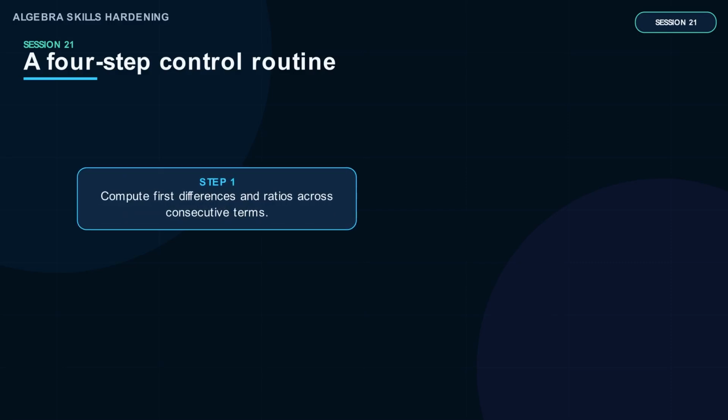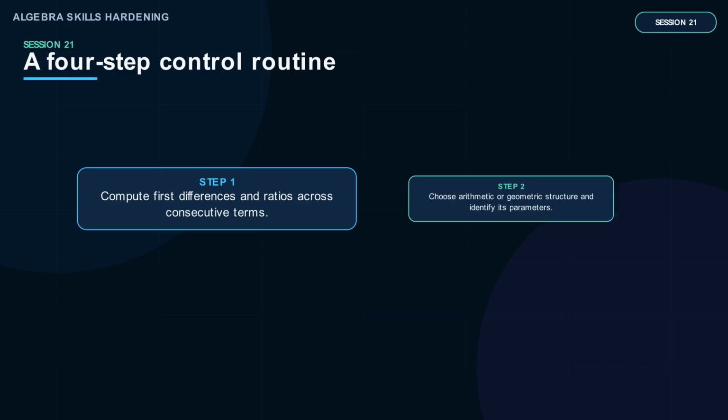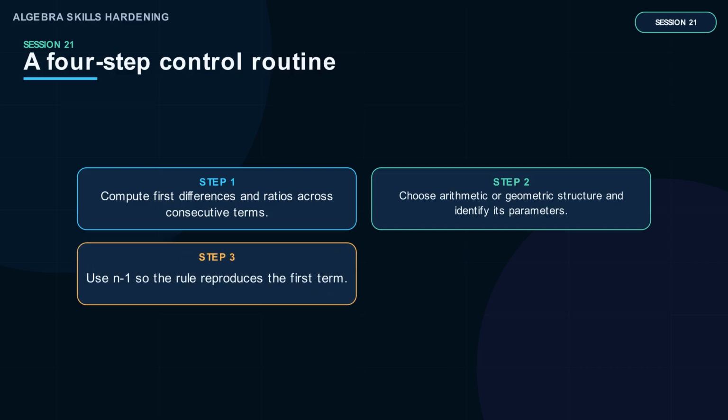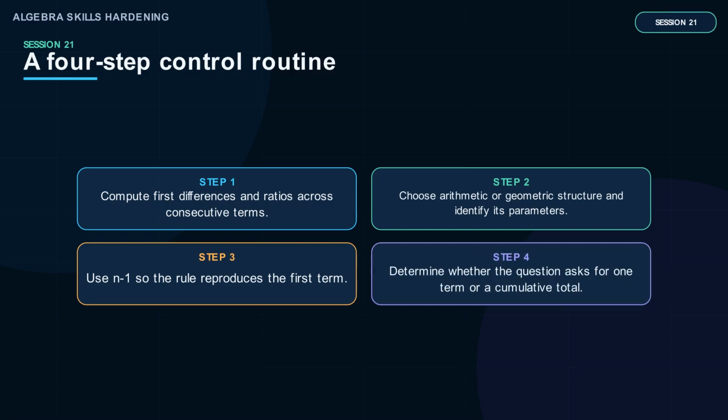Step 1. Compute first differences and ratios across consecutive terms. Identify the object being changed and the requested result. Step 2. Choose arithmetic or geometric structure and identify its parameters. Use a separate line so signs, units, and restrictions stay visible. Step 3. Use n-1 so the rule reproduces the first term. Work efficiently without skipping an operation. Step 4. Determine whether the question asks for one term or a cumulative total. Whenever possible, verify with evidence independent of the original working.